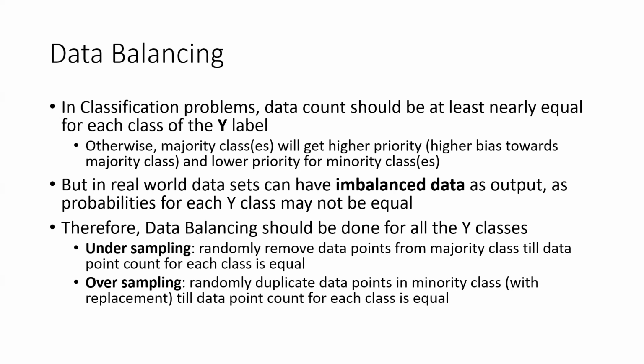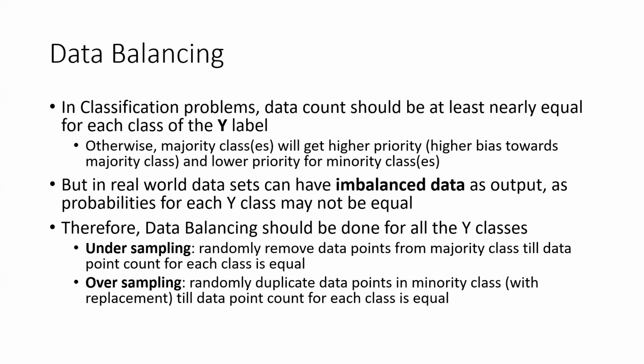So in order to handle this imbalanced data, there are several techniques. We can apply some techniques to the data set, and there are some other techniques during the training process also. When it comes to balancing the data set, there are mainly two techniques. One is known as undersampling, where you remove some random data points from the majority class till the data points in the two or many classes are equal, right?